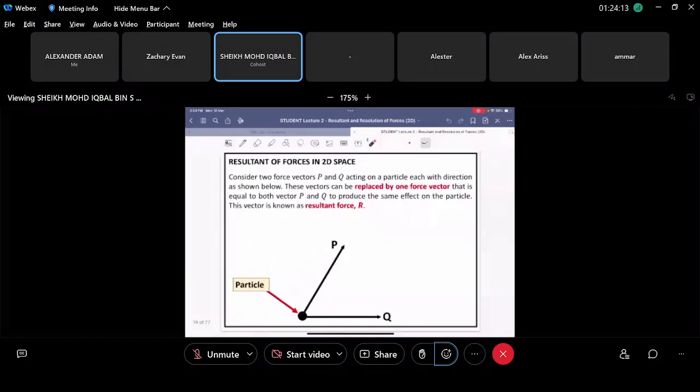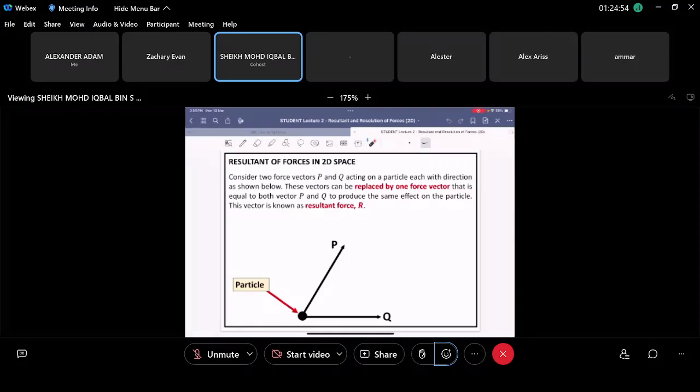So the resultant force. So consider two forces, vector P. So vector, you know what vector is, right? Vector has magnitude and direction. So this force here has a magnitude and it's going in this direction, right? So this is a vector. So you have two vectors, P and Q, acting on a particle here with directions as shown below. So these vectors can be replaced by one vector that is equal to both P and Q to produce the same effect on the particle. This vector is known as the resultant force, right?